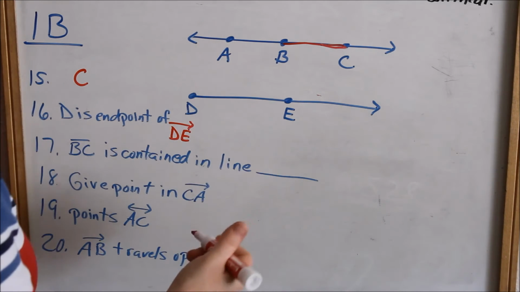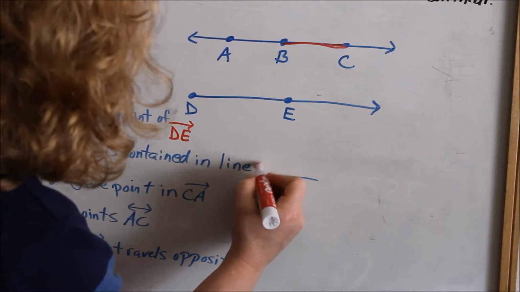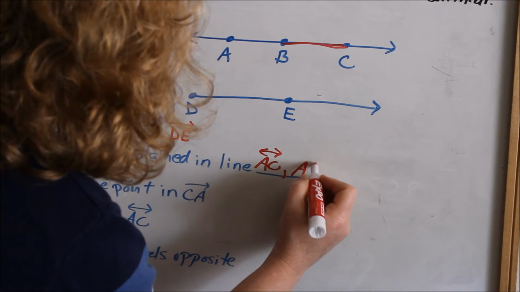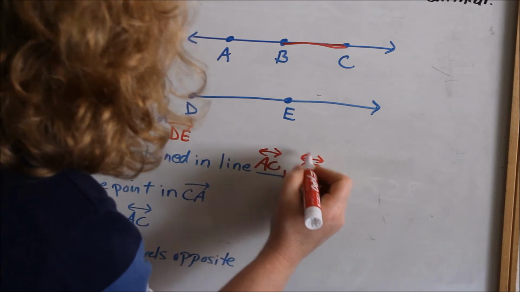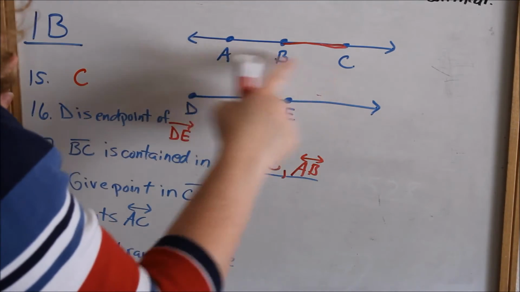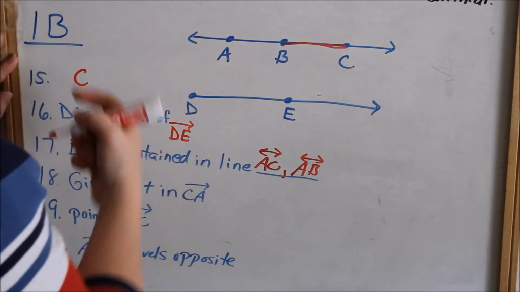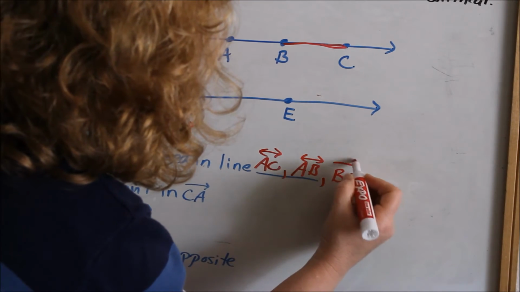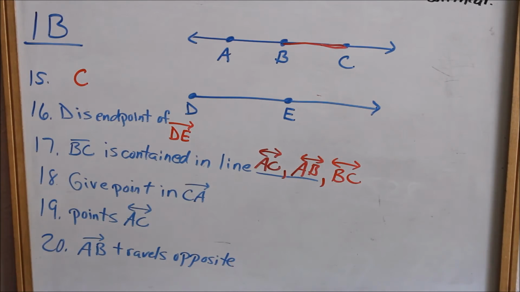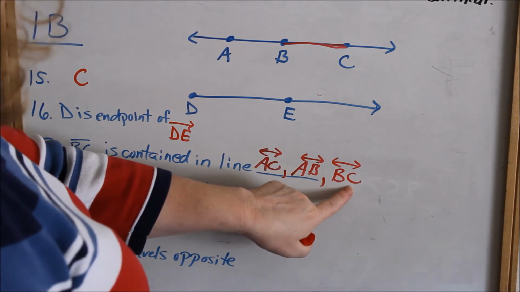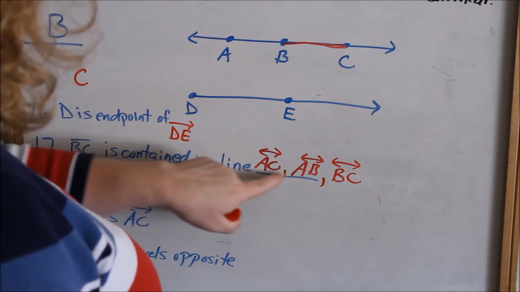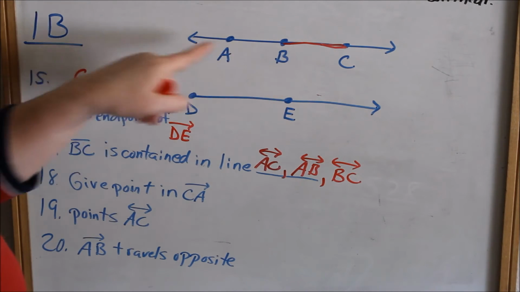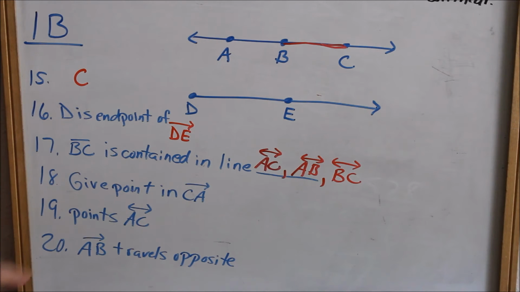There are several different answers you can have for that. It's contained in line AC. You can also call it line AB. You can use any 2 points on this line since a line goes infinitely in both directions. You could call it line BC, and you can flip the order. This could be line CB, line BA, line CA. So that line segment is contained in that line.